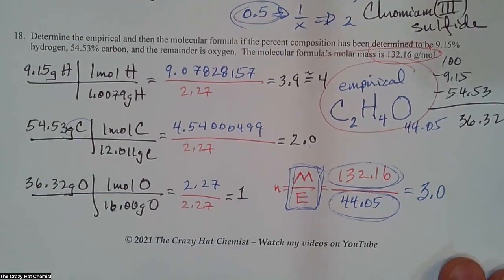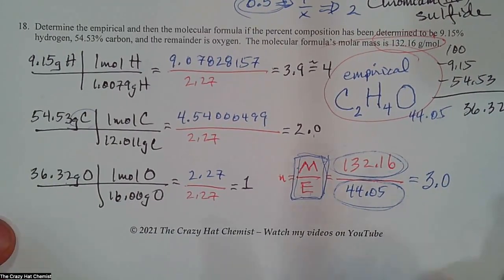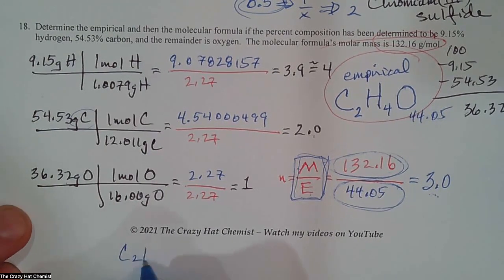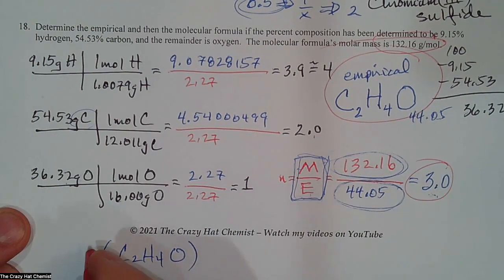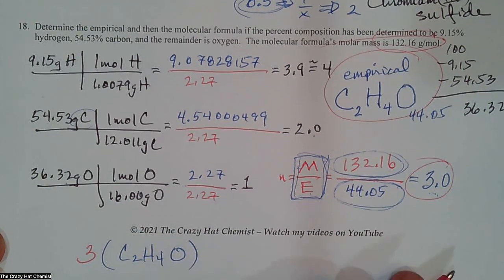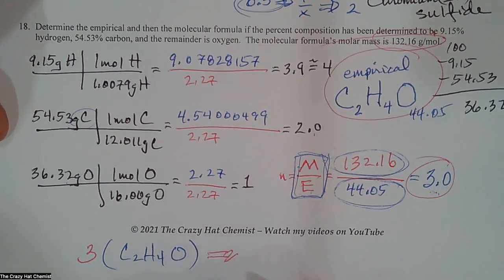So now we are going to take what we have for the empirical formula and multiply it by this multiplying factor. So C2H4O, we're going to multiply it by this 3. So we're going to take 3. And now we're going to distribute this 3 over all the terms. So this will be our molecular formula.